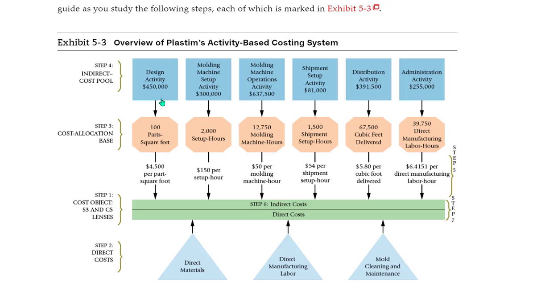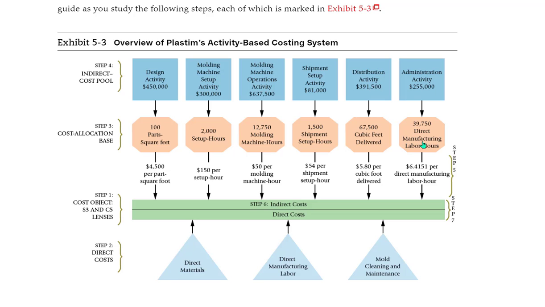And so if this is my, say for design, let's go do this one instead. Let's do setup. For setup, my setup activity cost is 300,000 for the year, and we've got 2,000 setup hours for the year. Okay, so that would be $150 per setup hour. So we'll take this model and we'll allocate it to each job individually. Okay, which means you've got to track all of these different things and you've got to track it by job. So ABC is expensive to implement.